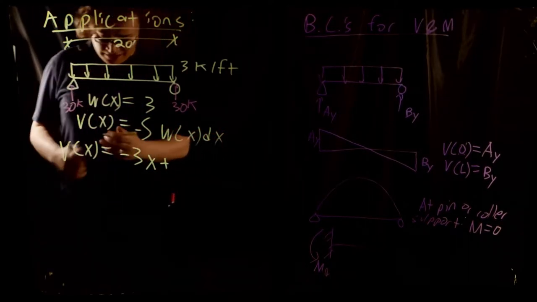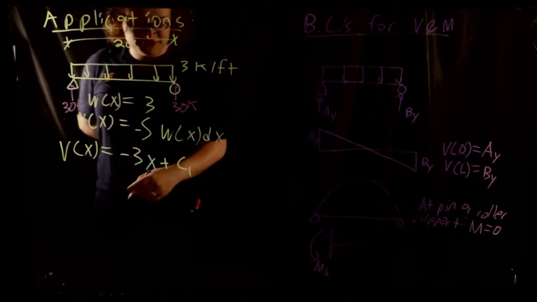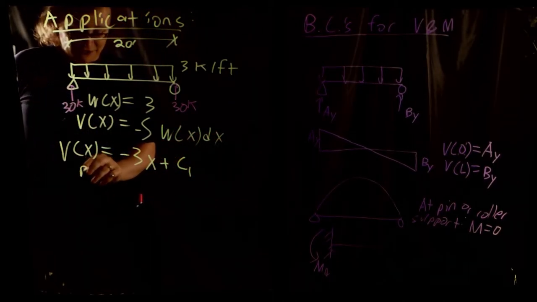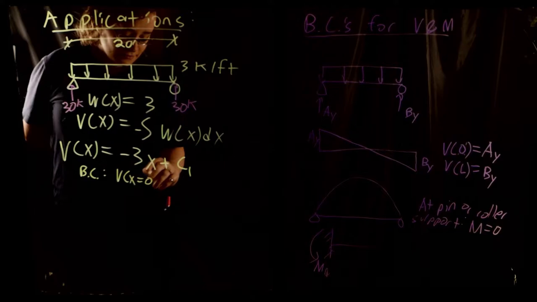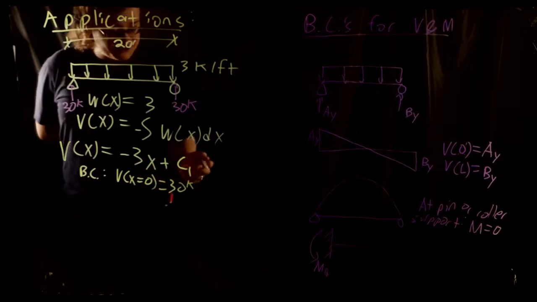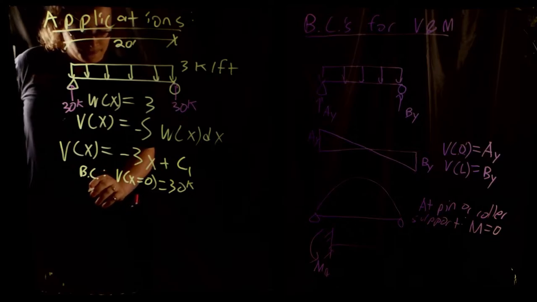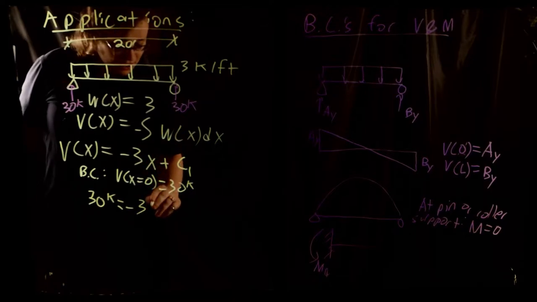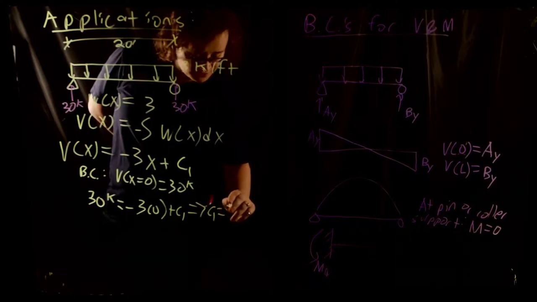So I have, and maybe I like to use this system of saying C1, C2, et cetera, for my different constants of integration. So I'll just call this one C1. And I know a boundary condition I can use now is V at x equals 0 must equal 30 kips. So I can simply substitute this relationship into my shear equation here. And so let's see, I will have 30 kips equals negative 3 times 0 plus C1, which leads us to C1 being equal to 30.